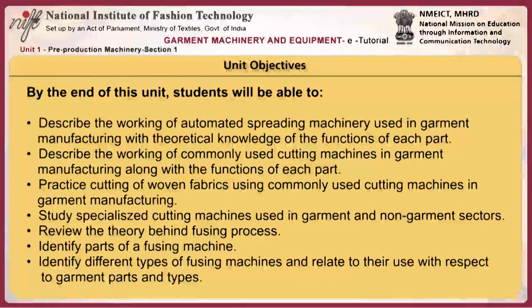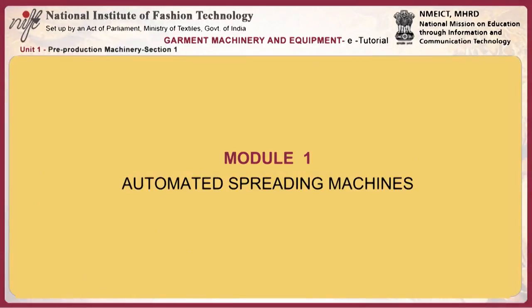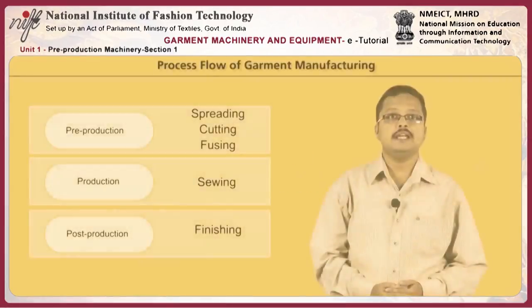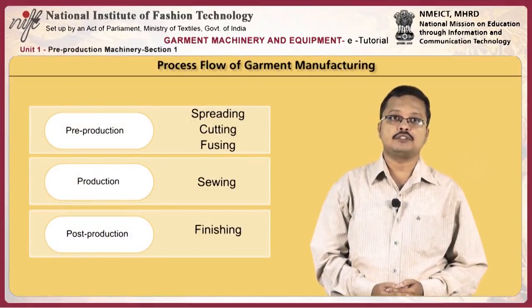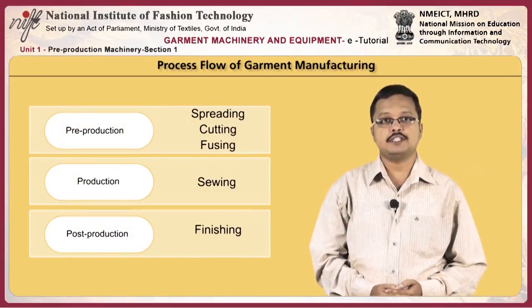Review the theory behind the fusing process. Identify parts of a fusing machine. Identify different types of fusing machines and relate to their use with respect to garment parts and types. The first module provides an overview of the spreading surfaces and spreading machines. Let us begin by looking at the process flow of garment manufacturing.